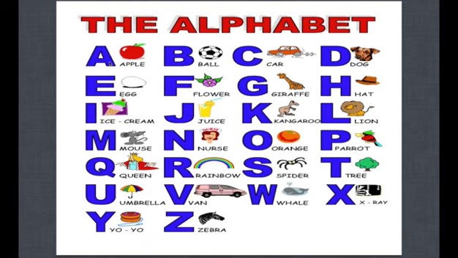K, kangaroo. L, lion. M, mouse. N, nurse. O, orange. P, parrot. Q, queen. R, rainbow. S, spider. T, tree. U, umbrella. V, van. W, whale. X, x-ray. Y, yo-yo. Z, zebra. Now, I want you to repeat after me each word.